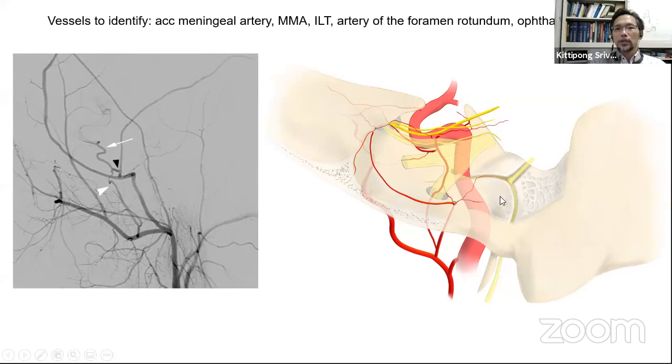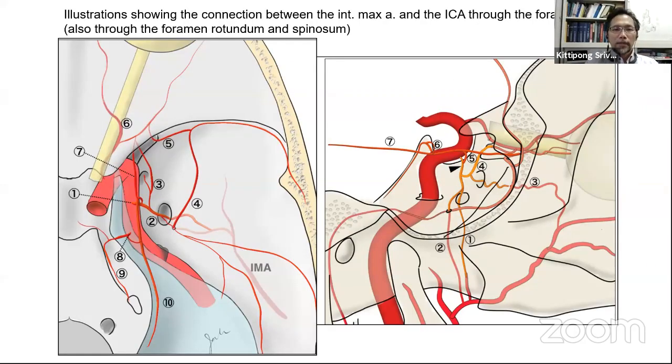So the same thing in the illustration again: this is the accessory meningeal artery. Sometimes it arises as a common trunk with the middle meningeal artery. Sometimes it arises separately, a little bit distal to the middle meningeal artery. So this is the network that you need to know: the MMA, the ophthalmic artery, and the accessory MMA to the ICA, there's the link over there. The same thing in a different angle, superior view and lateral view, all the same thing.